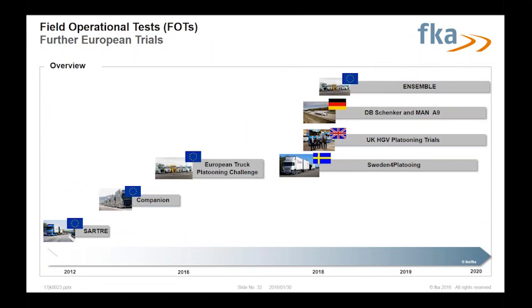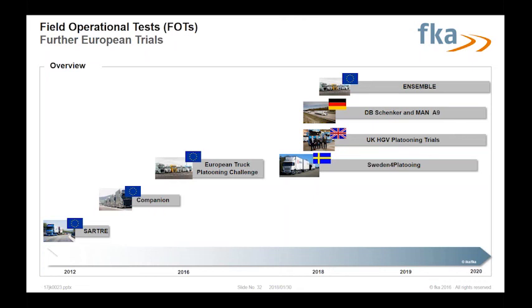So if we have seen, for example, Sartre, we talked a lot about this project. They did some tests on Spanish roads. Companion did some real-world tests or field operational tests. Then we had, as a big and great event, the European Truck Platooning Challenge in 2016, where all the truck OEMs were involved and experienced platooning around Europe. And what we see now, and this is quite nice on the slide, is that in 2018 we have ongoing even more projects that do field operational tests on the topic of platooning.